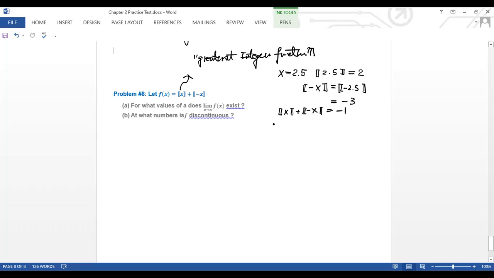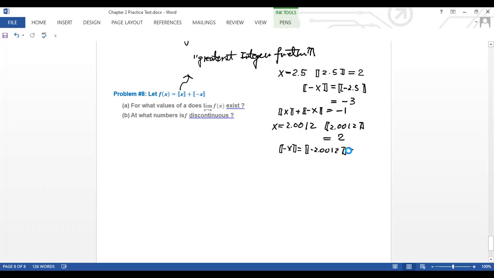Okay, now let's take a look at the other one. If I have 2.0012, what is the largest whole number less than this one? It's 2, right?